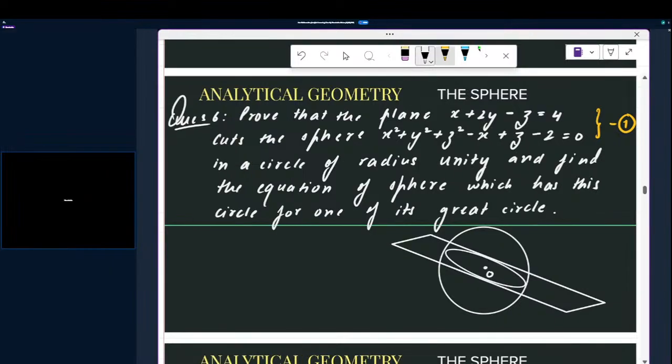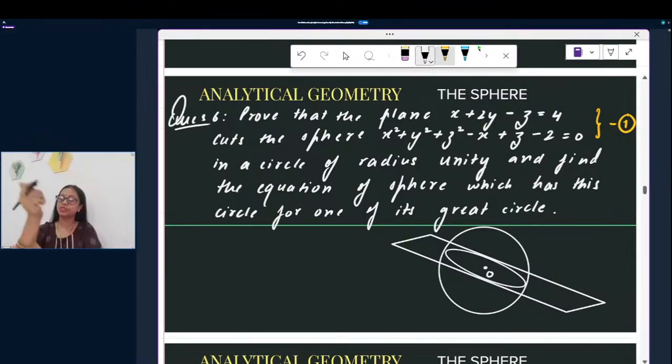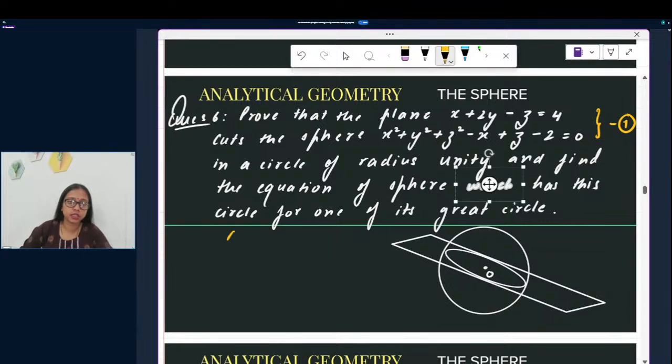All right, let's start. There's a very small discussion we need to do for this question. You can solve it by yourself. Prove that the plane cuts the sphere in a circle of radius unity. This part you can do, right? Let's talk about the next part. So the radius is 1. Now they are saying find the equation of the sphere.